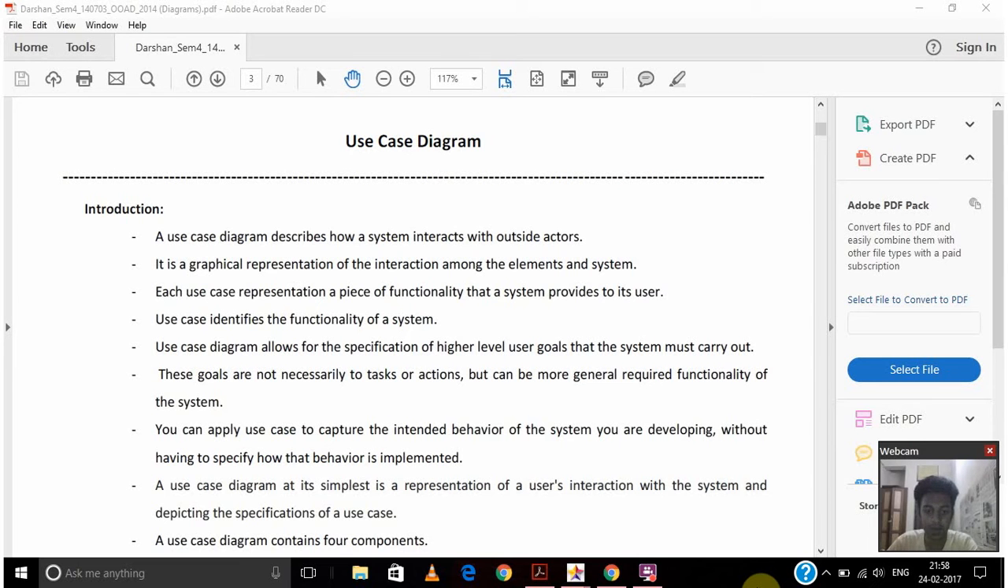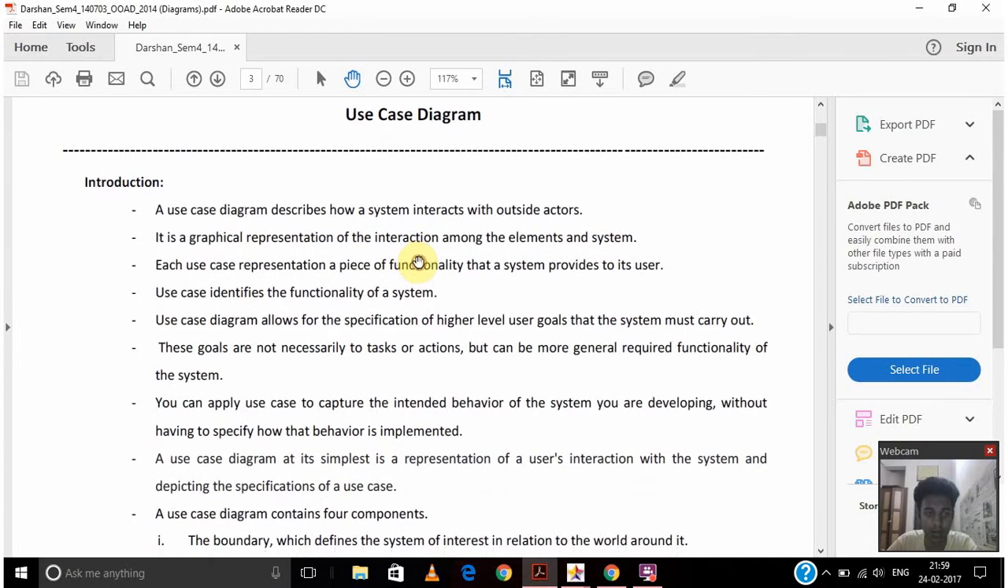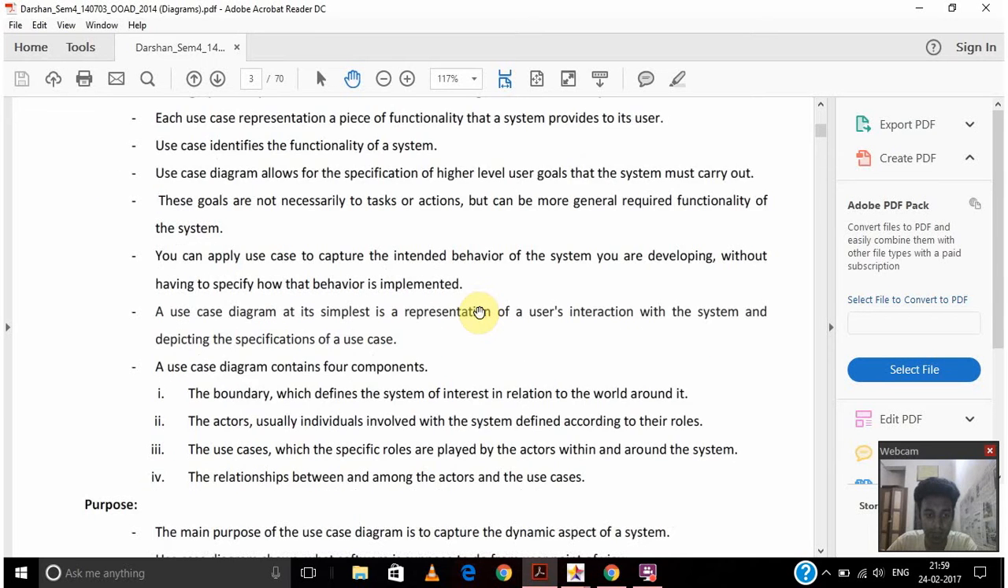Hi guys, I'm going to explain my first experiment in Case Tools Lab. It is on the use case diagram. Basically, a use case diagram describes how a system interacts with outside actors. This is a graphical representation of the interaction among the elements and the system.